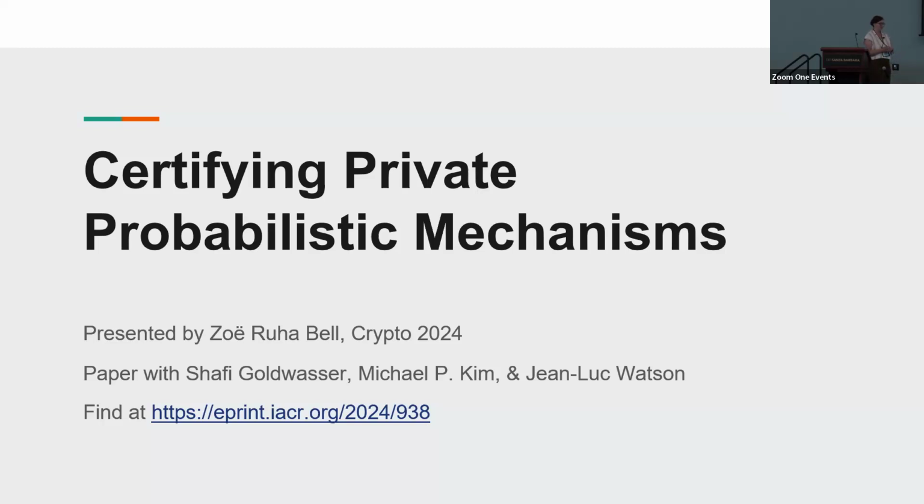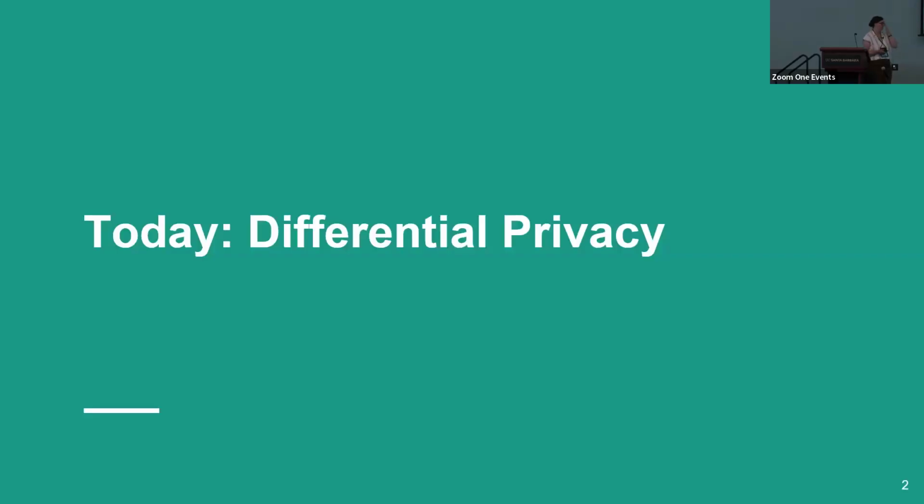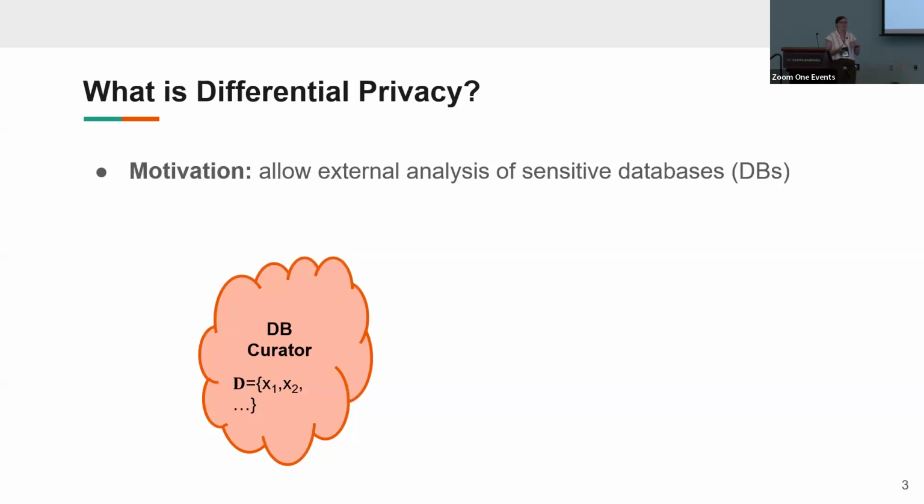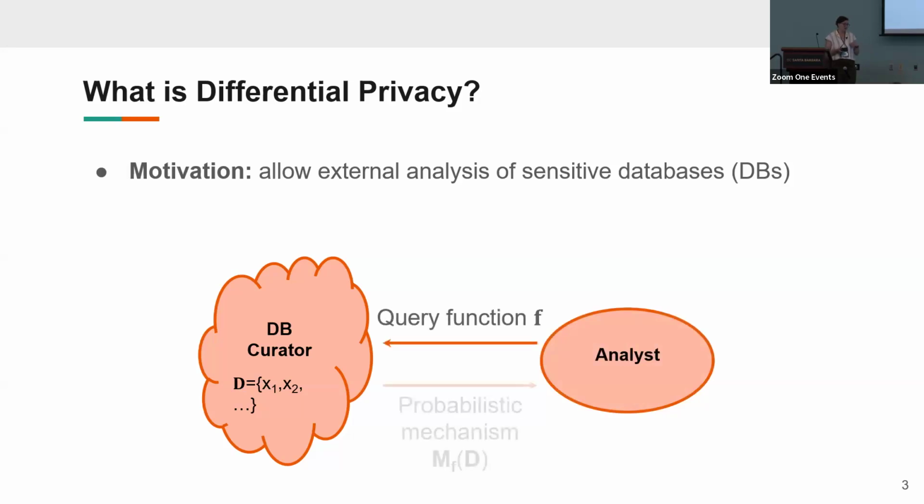Hi, everyone. So I'll be talking about certifying private probabilistic mechanisms today. In particular, I'll be mostly looking at the case study of differential privacy. So first, a quick reminder on what differential privacy is. Our motivation in the setting is to allow for external analysis of sensitive databases. We'll have a database curator who holds records about individuals. We'll also have an analyst who wants to query this database, and we'll receive some sort of randomized answer in response.